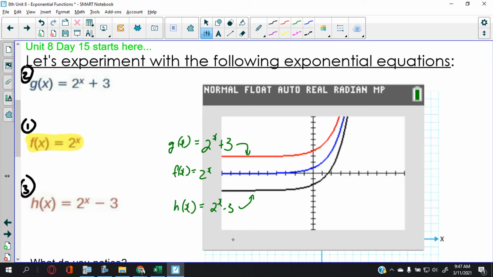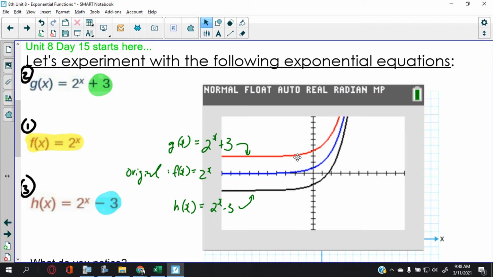What do you notice about the graph? So this is the original, right? What do you notice? Yeah, this number here tells you how many units to shift up. So we add a 3. Look, 1, 2, 3. We went up 3. Now look at this. Minus 3, right? So what do you notice? 1, 2, 3. It shifts 3 down.